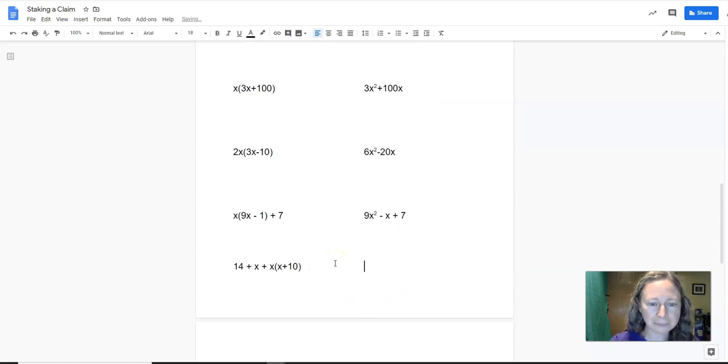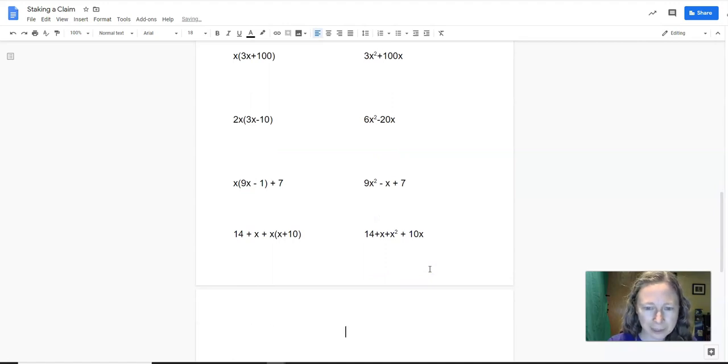Okay, next one down. 14 plus x doesn't need to be simplified right now, so we'll keep that as it is. Plus x times x, as you know, is x squared. And then plus 10 times x is 10x. And then this one may be able to be simplified. Inspect your expression and see if you have any terms that have the same variable raised to the same power. We have two of them here, 10x and x. So they can be added together.